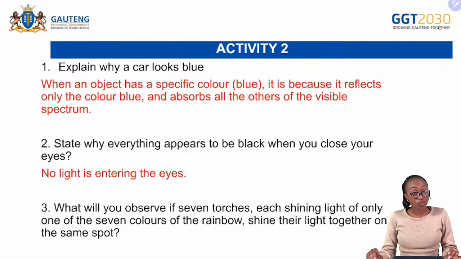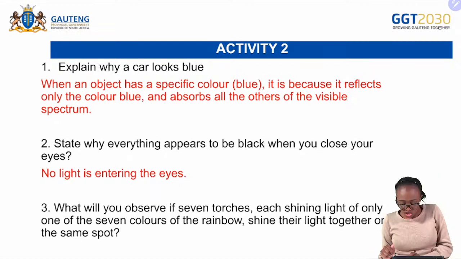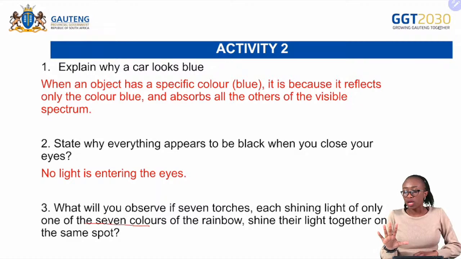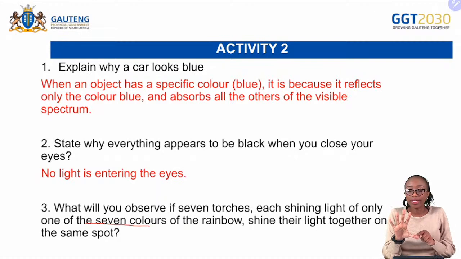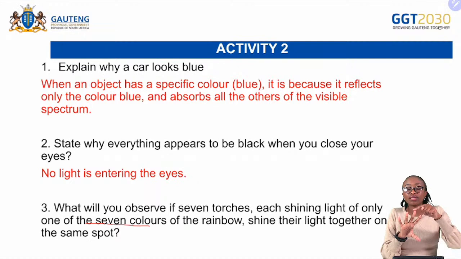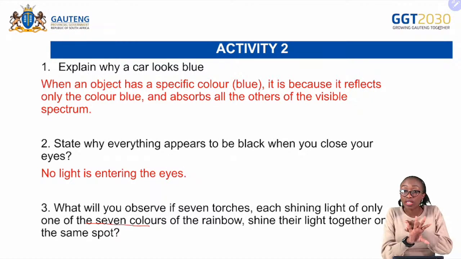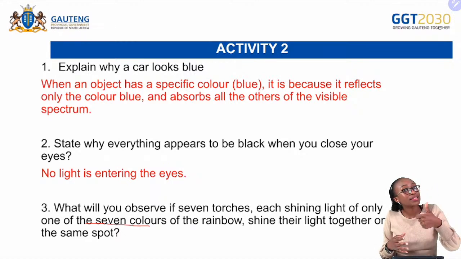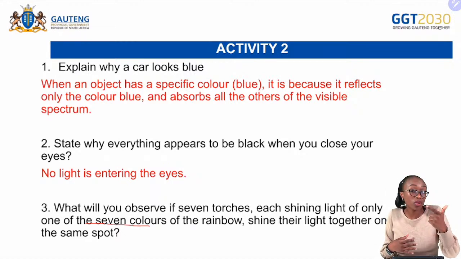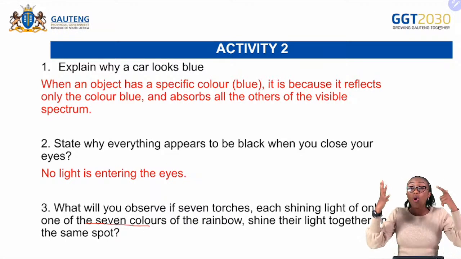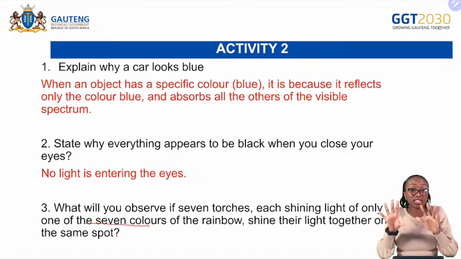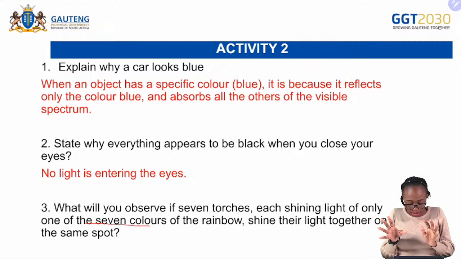And then what will you observe if 7 torches, each shining light of only one of the 7 colors? So we've got 7 torches, which means one is shining a red light, the other one an orange light, the third one a yellow light, the fourth one a green light, the fifth one a blue light, the sixth one an indigo light, and the 7th one a violet light. So all these 7 torches are shining different colors, which is the 7 colors.